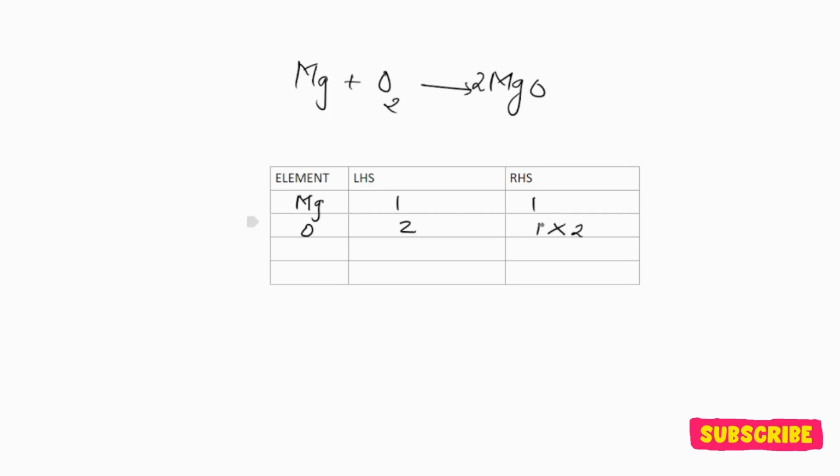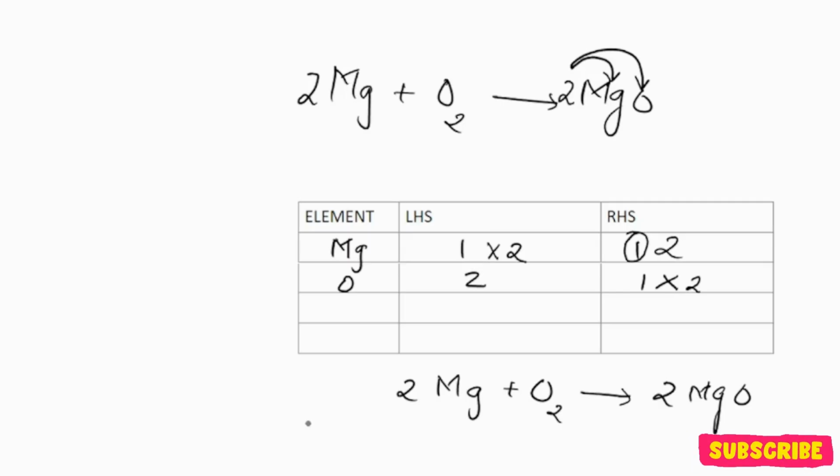The moment oxygen gets balanced, this 2 applies for both. So now magnesium also becomes 2. Here you see the value of magnesium becomes 2. So what I need to do, on the left hand side I need to multiply by 2 so that magnesium is also balanced. Now the given chemical equation is 2Mg plus O2 gives 2MgO. Now we have balanced the given chemical equation.